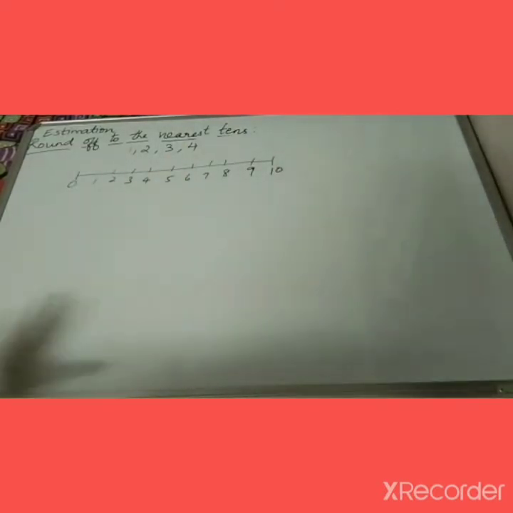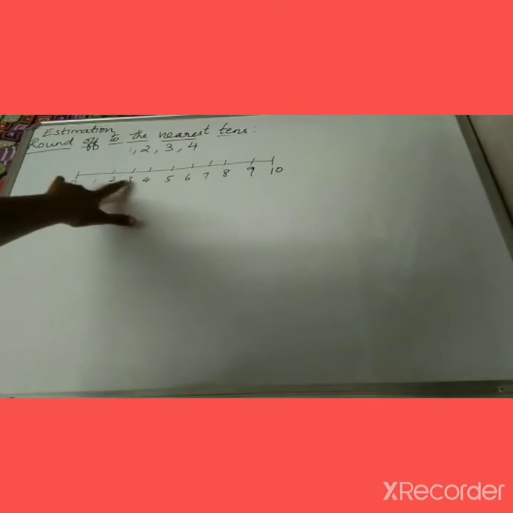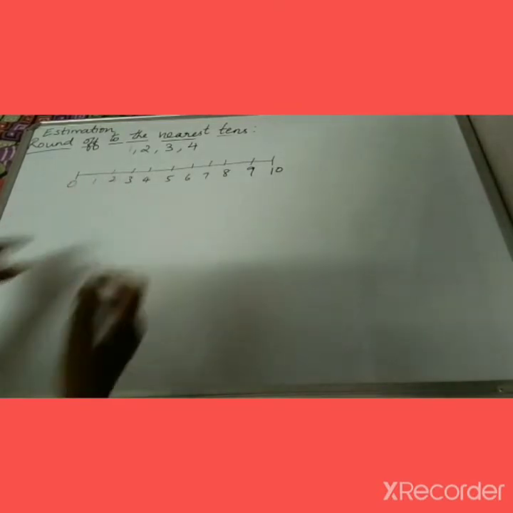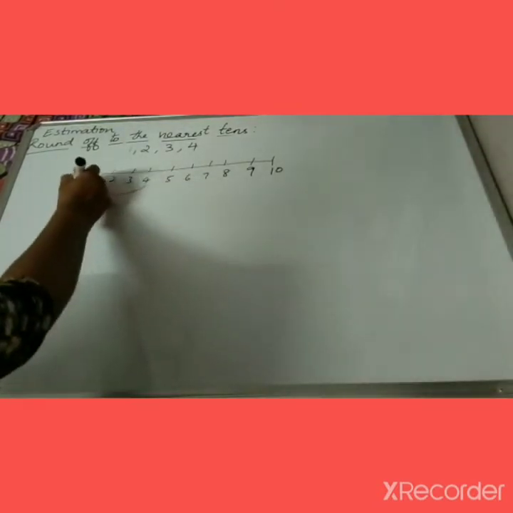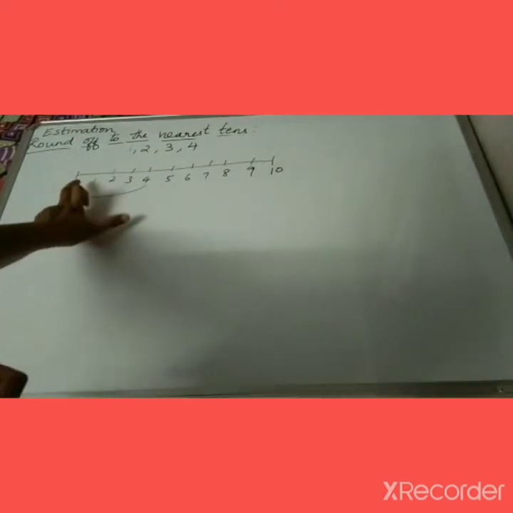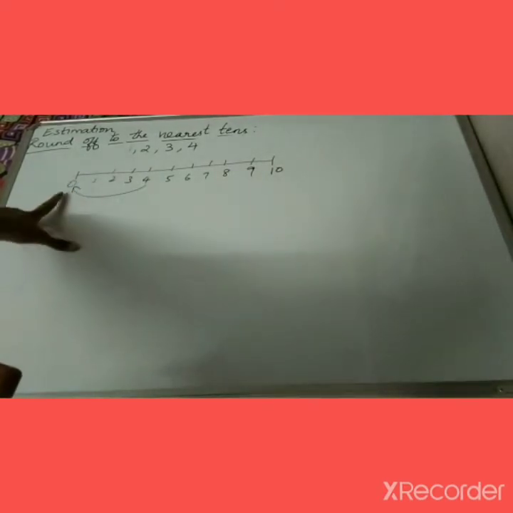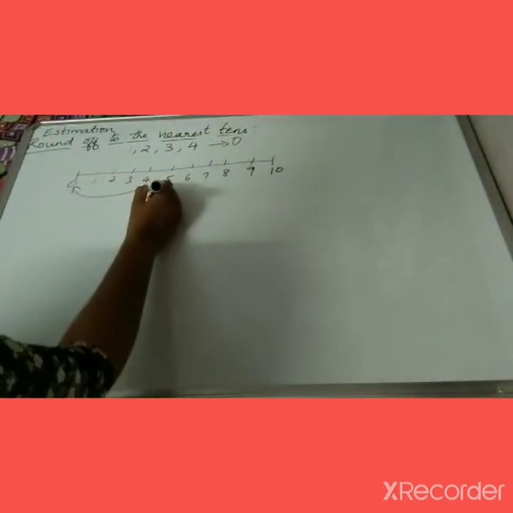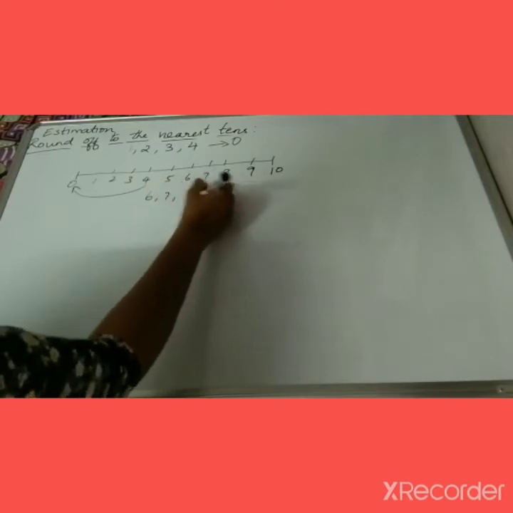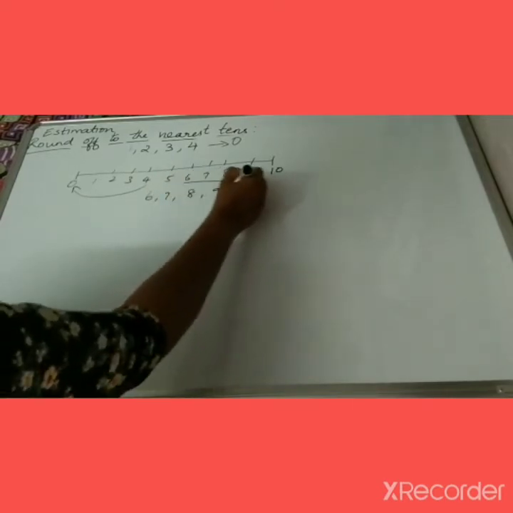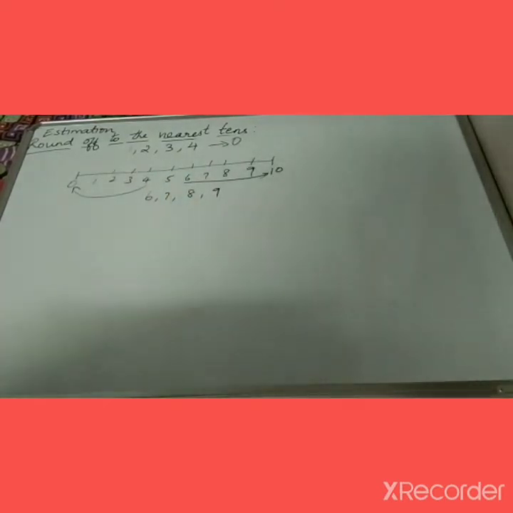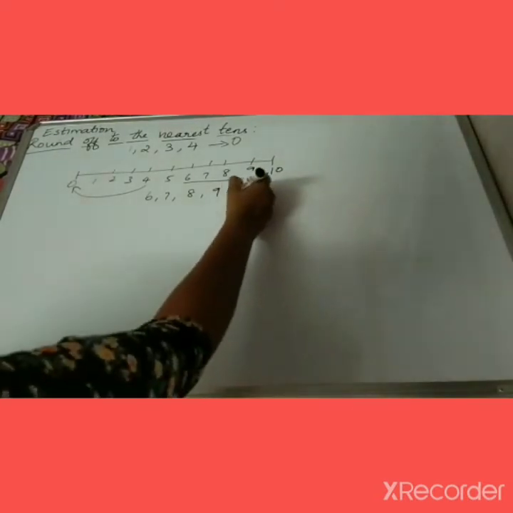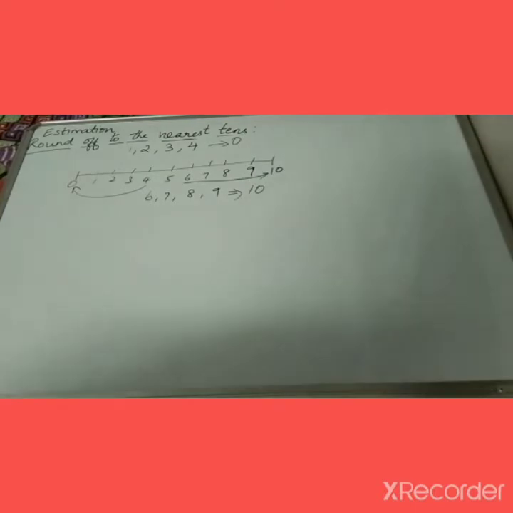Now here the numbers 1, 2, 3, 4 are closer to 0, and so the numbers 1, 2, 3, 4 are rounded off to 0. And the numbers 6, 7, 8 and 9 are closer to 10, so the numbers 6, 7, 8 and 9 can be rounded off to 10.